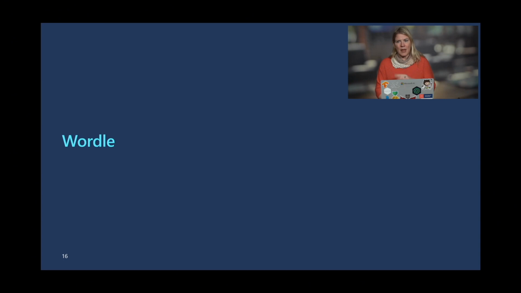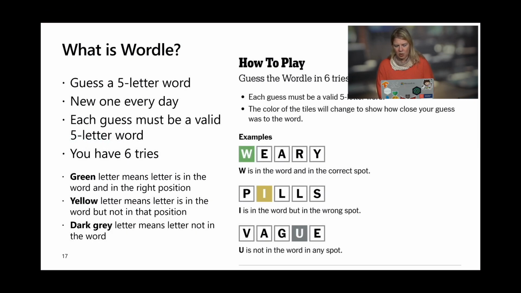So this is a game that's now owned by the New York Times. So if you go look to it, you can find it under the New York Times Games. The way it works is that there is a new Wordle word every single day. So it switches over every 24 hours. And the goal is just to guess a 5-letter word.